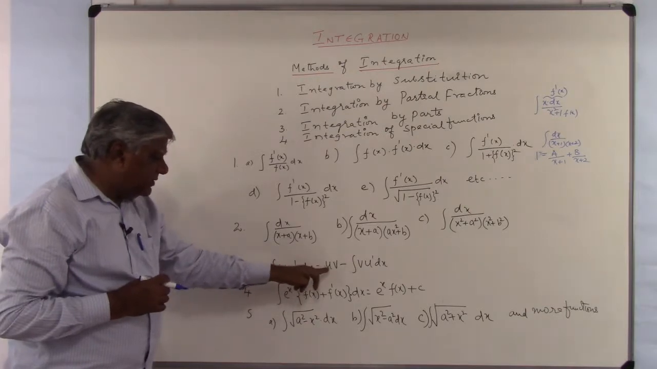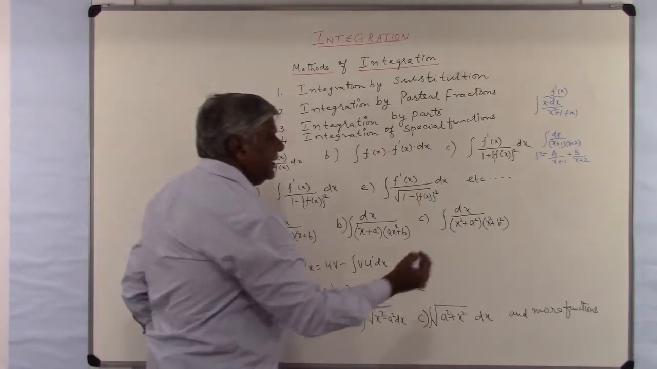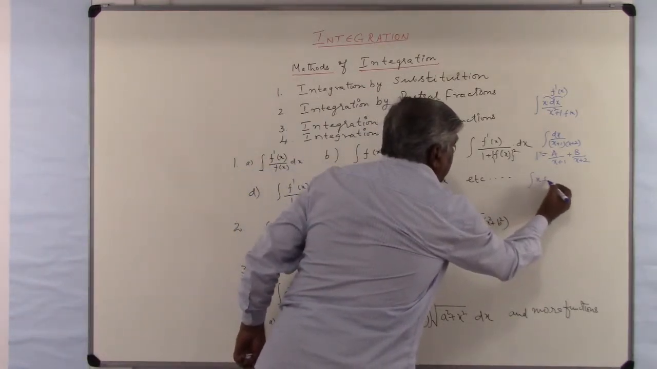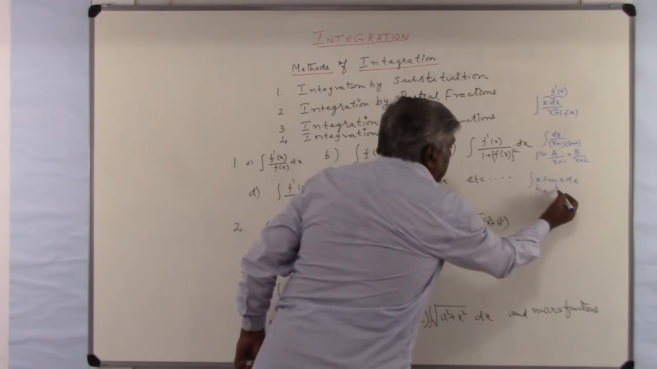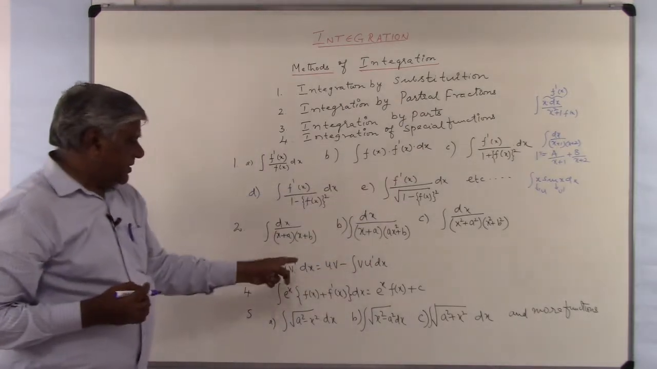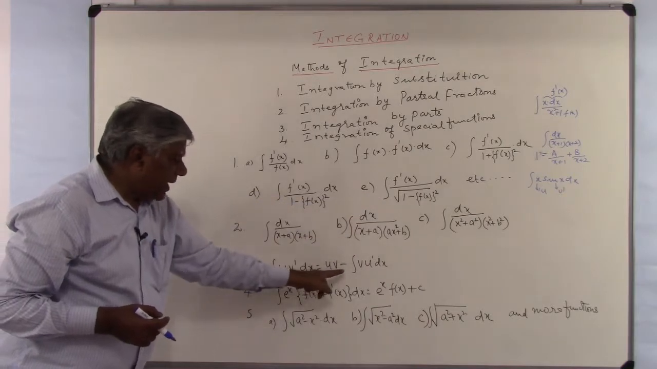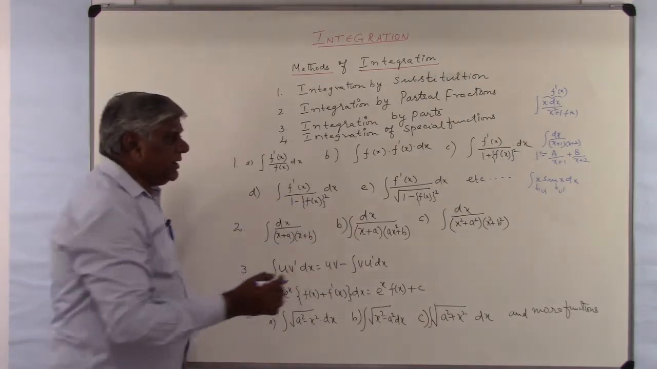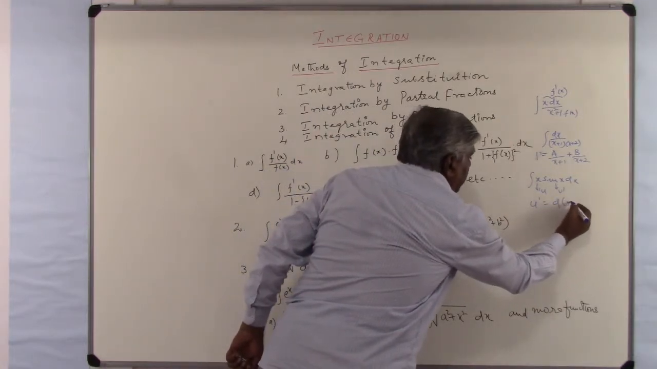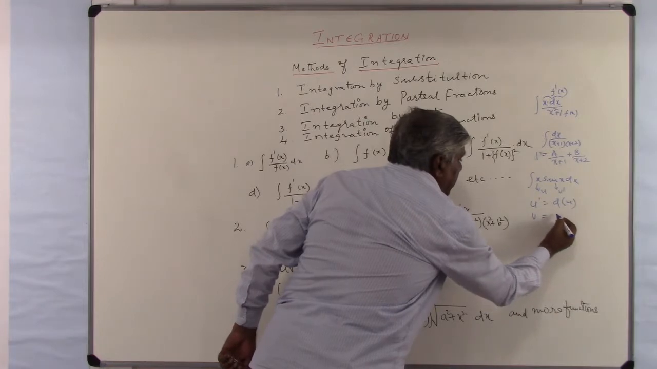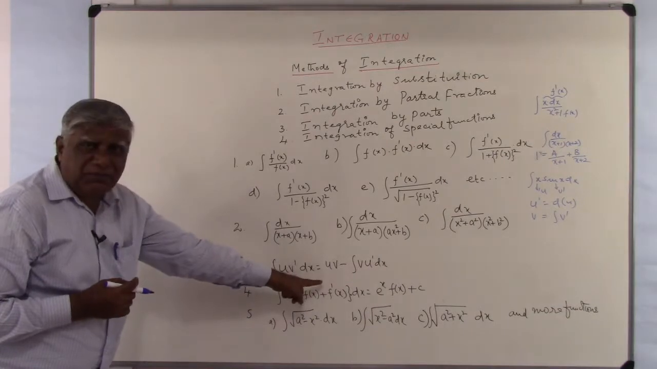Integral uv dash dx is equal to uv minus integral vu dash dx. For example, integral x sin x dx. Now we consider this as u and this as v dash. Integral is equal to uv minus integral vu dash dx, where u dash is the differentiation of u and v is the integral of v dash. So that is the method we have followed here.